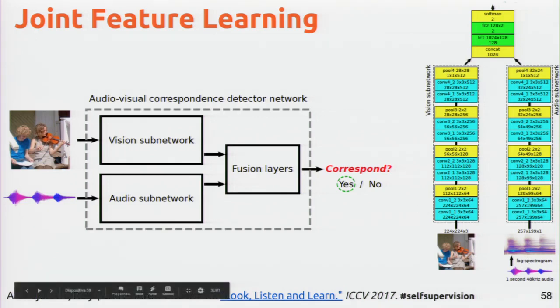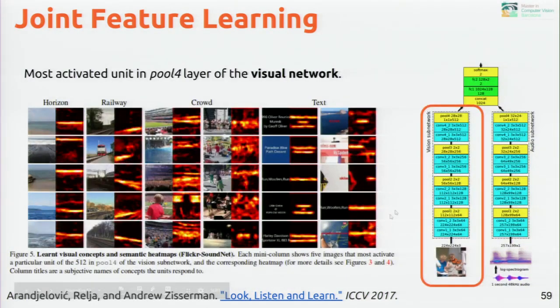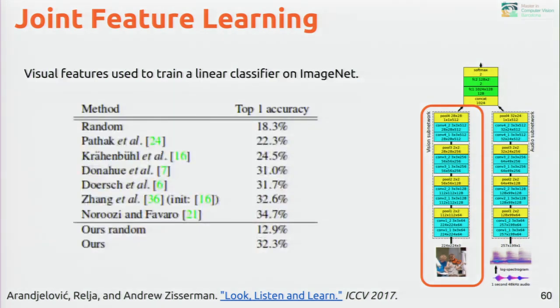Okay, so you train a network this way. In this case, notice that they are using the log spectrogram as the input for the audio. If you do it and train a network, you will find that the network has the capability of localizing some concepts like horizon, railway, crowd, again, kind of for free, everything.